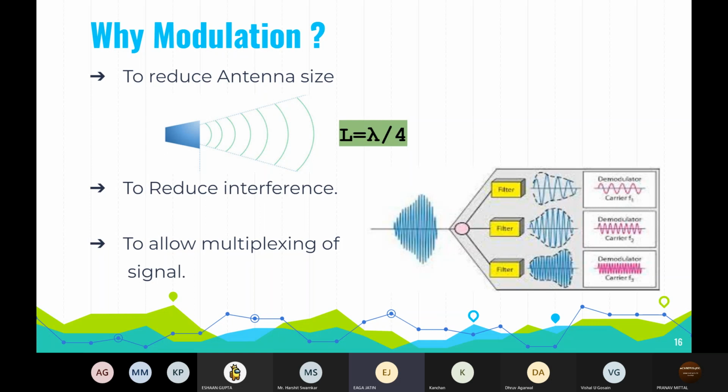So using modulation, the interference can be reduced, and at the same time, the multiplexing of different signals is also possible. The example I talked about earlier is frequency division multiplexing, where different message signals are modulated at different carrier frequencies, and because of that, they can be transmitted simultaneously. So these are the important aspects of why modulation is used in communication.